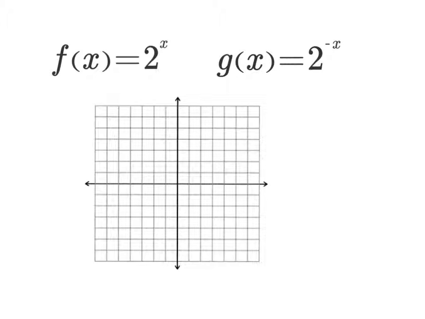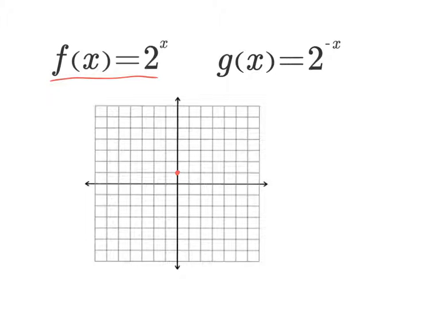All right, we're going to graph both of these functions on the same set of axes. So I'm going to do this one first. I can either plot points, or I can remember that 2 to the 0, or anything to the 0, is always going to be 1. So it's always going to go through this point, (0, 1).